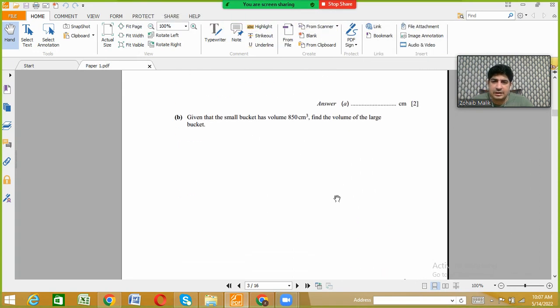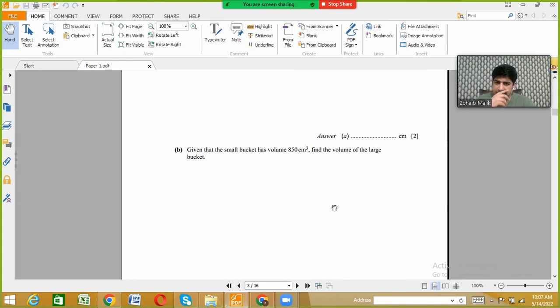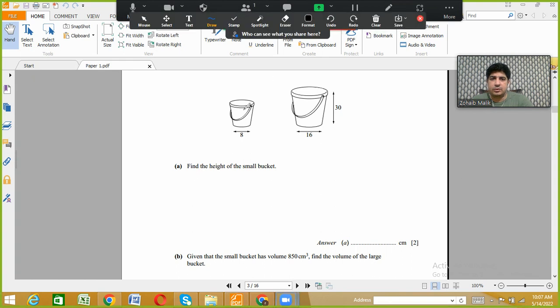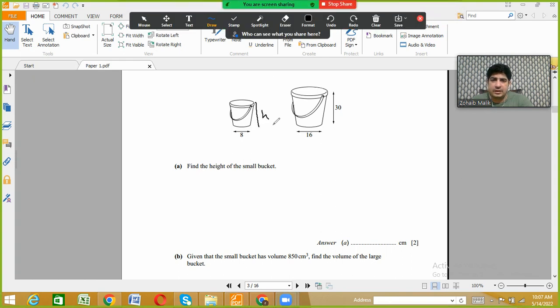So now they're saying, given that the small bucket has the volume 850 centimeter cube, find the volume of the large bucket. So let's write here, as we have found the height is 15 centimeter. The small bucket has the volume 850 centimeter cube. We have to find the volume of the large bucket. We know that the shapes are similar, and in similarity, we do have the ratio between the volumes as well.